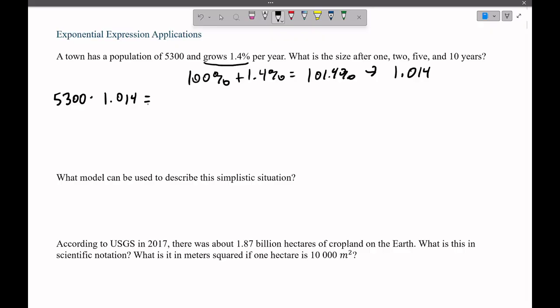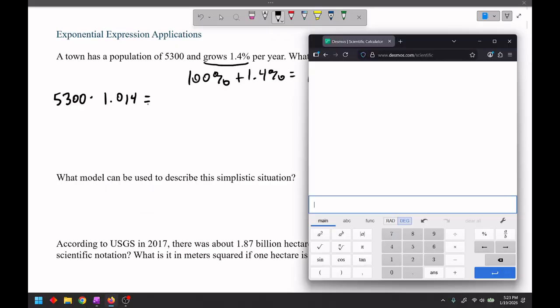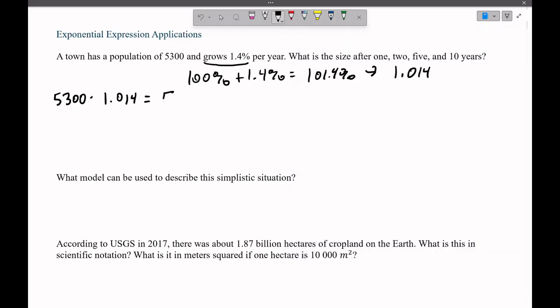And we can do that by plugging this into a calculator. So 5,300 times 1.014, and there we go. We get 5374. We're going to round down, of course, to the whole person. 5374 after 1 year.